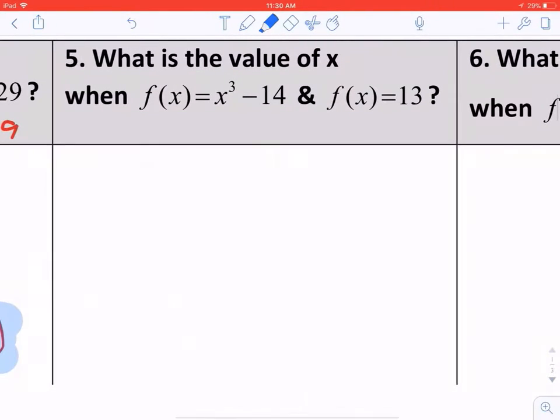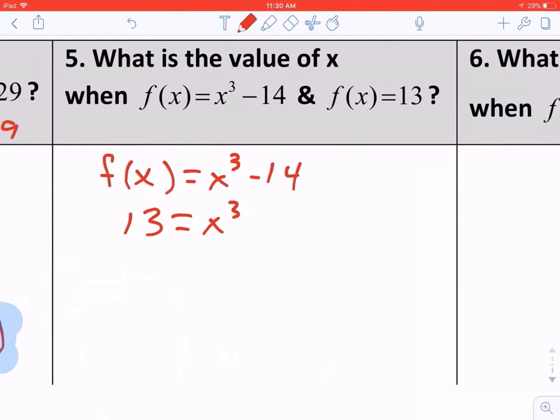Number 5. Same kind of question. What's the value of x when f of x equals x cubed minus 14 and y is 13? So we're going to put a 13 in for f of x. Trying to get x by itself, we're going to add 14 to both sides.